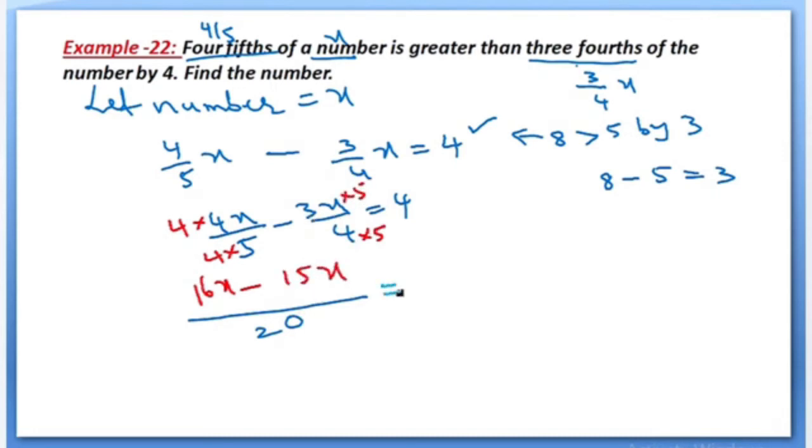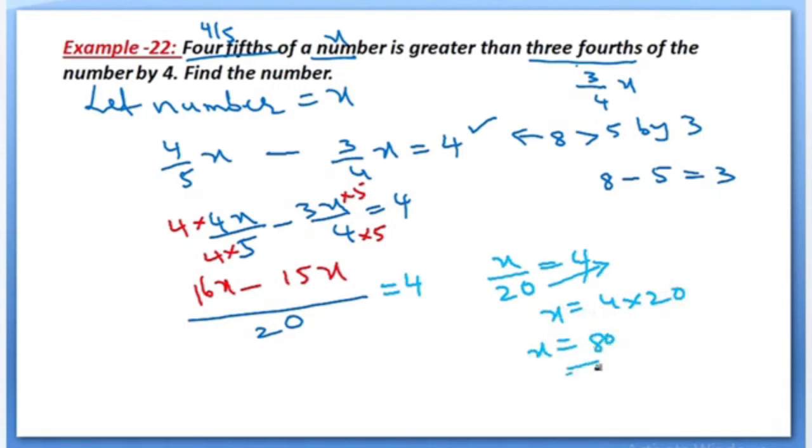And next we have 4 on the right side. So 16x minus 15x is 1x by 20, which is equal to 4. Then if we send the 20 to the right side, it becomes multiplication, since it was in a division. Then x is equal to 4 times 20, which is 80. So x is equal to 80 is the answer.